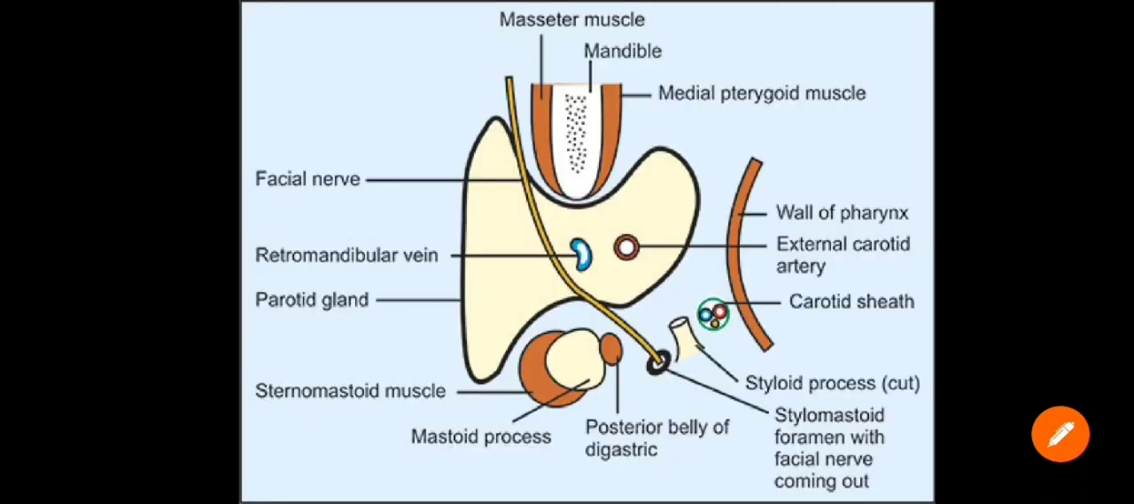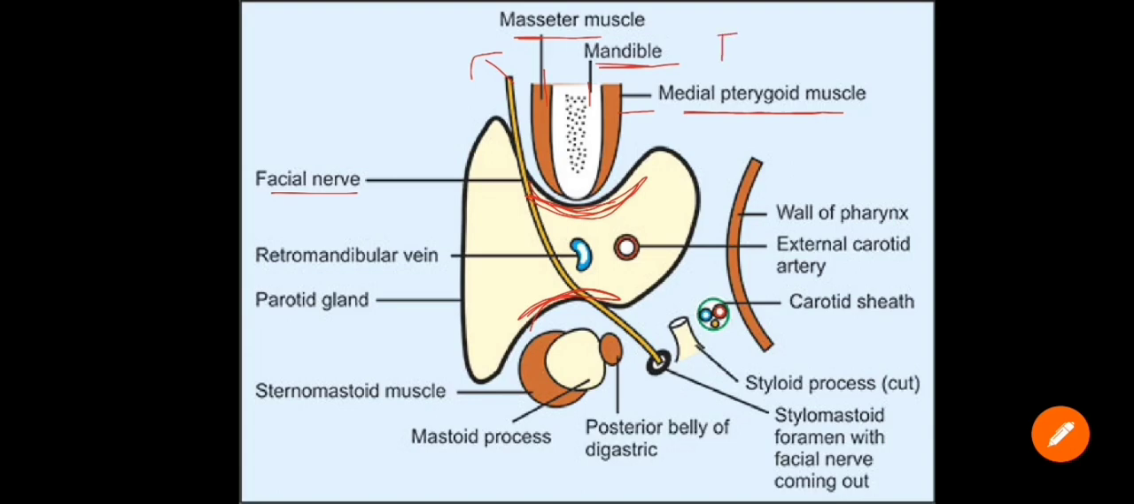Okay, as I told you, this is the anteromedial surface and this is the posteromedial surface, right? So for the anteromedial surface, what are the relations? You have the masseter muscle. Okay, this is your masseter muscle. You have the mandible and you have the medial pterygoid. This is the medial pterygoid. And you have the facial nerve. This is the facial nerve. So 4 structures are in relation to the anteromedial surface: facial nerve, masseter muscle, mandible, and the medial pterygoid muscle.